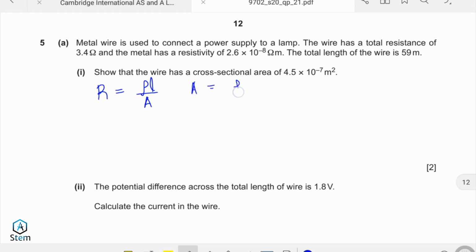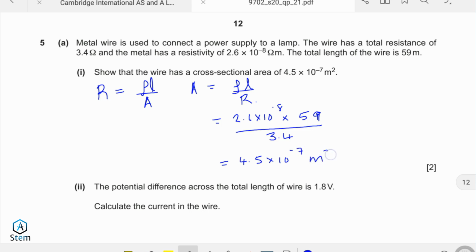Now let's make area the subject of the formula. A is equal to rho L divided by R. We substitute the given data. Let's check the SI units. All the data is in SI units, so we can continue. 2.6 times 10 to the power minus 8 times the length, which is 59, divided by the resistance, which is 3.4. If we punch those values in our calculators, we will get 4.5 times 10 to the power minus 7. Alright, that one is sorted.